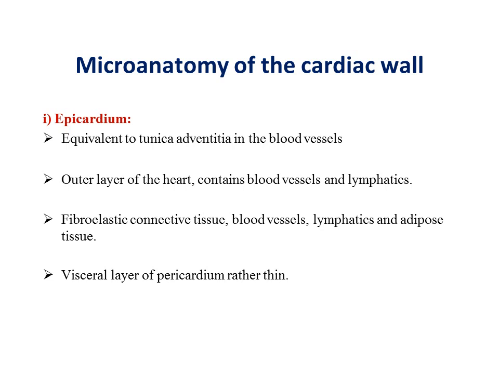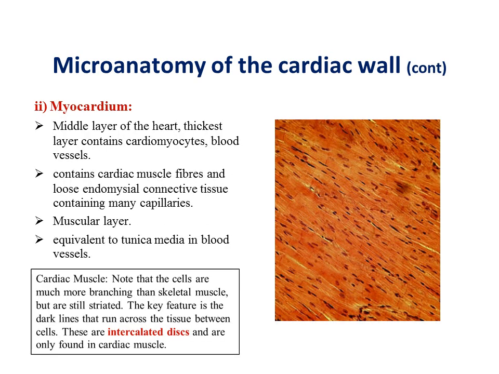The outer layer of the heart contains blood vessels and lymphatics. This is some sort of blood supply and lymphatic drainage of the heart muscles. The fibroelastic connective tissue, the blood vessels and the lymphatics are incorporated in between the epicardium coverings. The visceral layer of the pericardium is rather thin compared to the other layers of the wall.